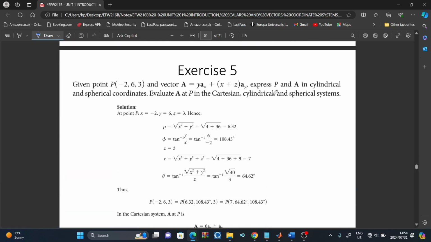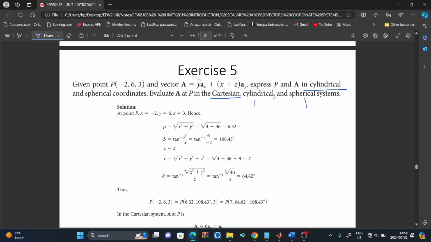Yeah, let's go to number 5. So number 5 is given here. We have a point P and a vector A, which is in terms of y plus x and z. Then they said express P and A in cylindric and spherical coordinates. Then you evaluate A at point P in Cartesian, cylindric, and spherical. And I think if you can get one of them correct, let's say the cylindric, the rest of them are quite simple enough.